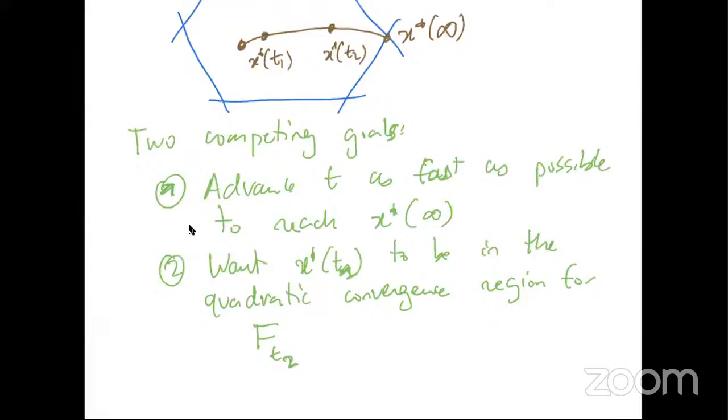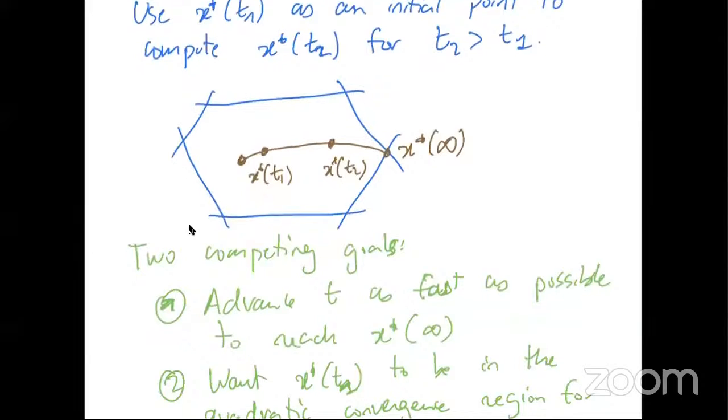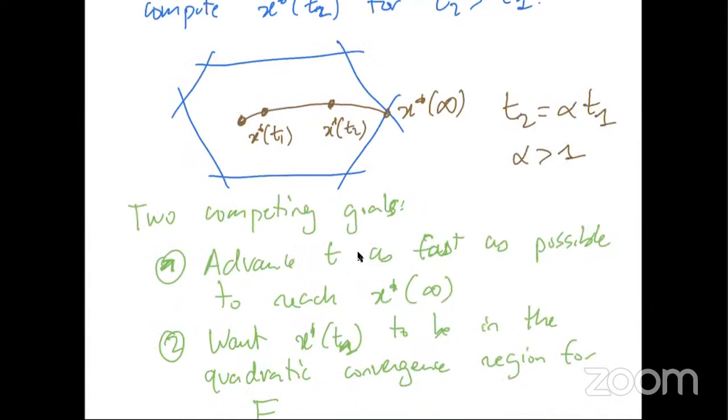Typically, in most path following methods, the value of t2 will be a constant times t1. So t2 is going to be alpha times t1, where alpha is bigger than 1. I don't want alpha to be very close to 1, because I won't be making any progress. I want it to be large so I can make progress, but not too large, because otherwise x star of t1 is not, as I mentioned, in the quadratic convergence region of f t2.